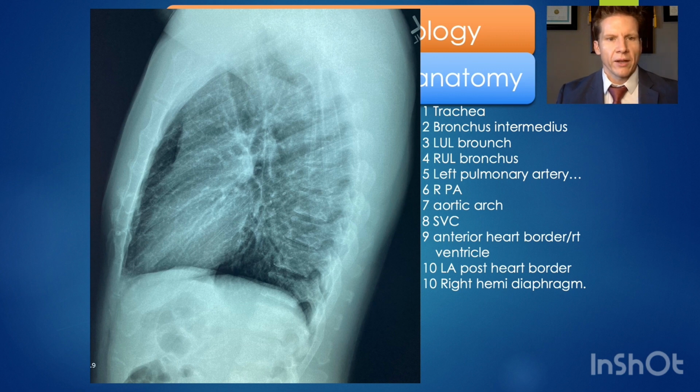Let's review the normal anatomy on the lateral radiograph, starting off with the trachea. Then we have the bronchus intermedius, the left upper lobe bronchus. Just above that is the right upper lobe bronchus. Posterior and superior is the left pulmonary artery, and more anterior is the right pulmonary artery. Above that, we have the aortic arch. Number 8, we have the superior vena cava over here. Number 9, we have the anterior heart border, which is the right ventricle. Number 10, we have the posterior heart border, which is the left atrium. And then number 11, we have the right hemidiaphragm.